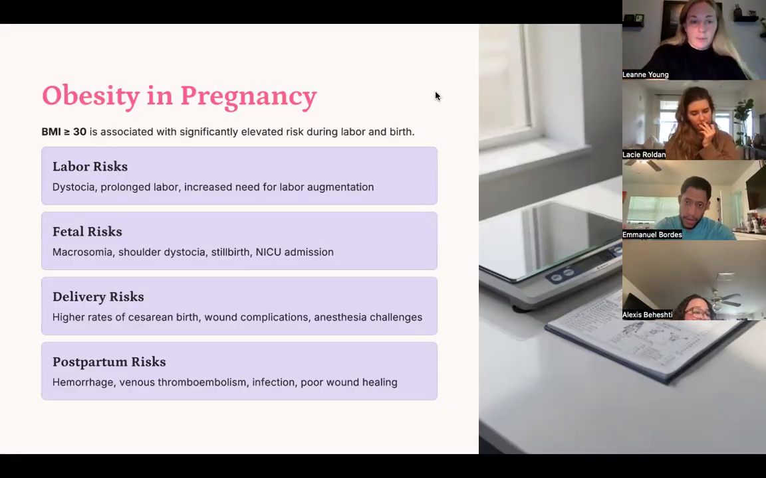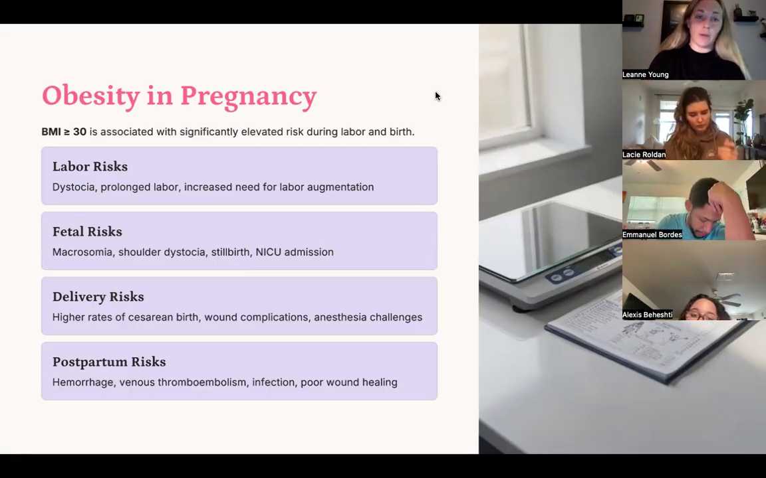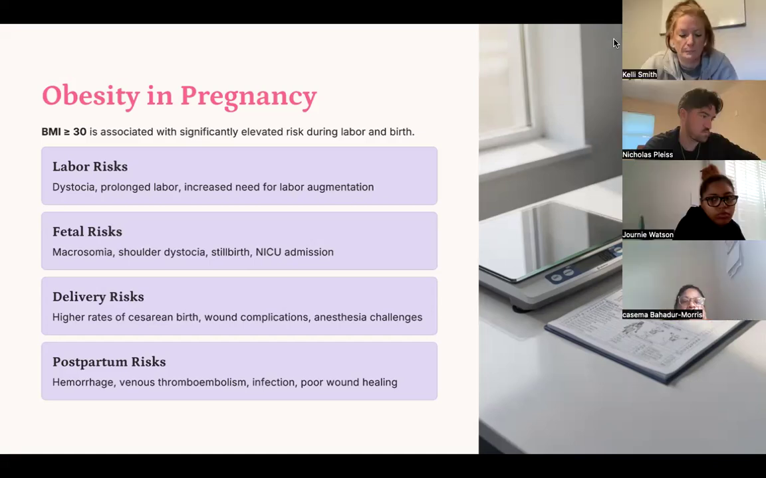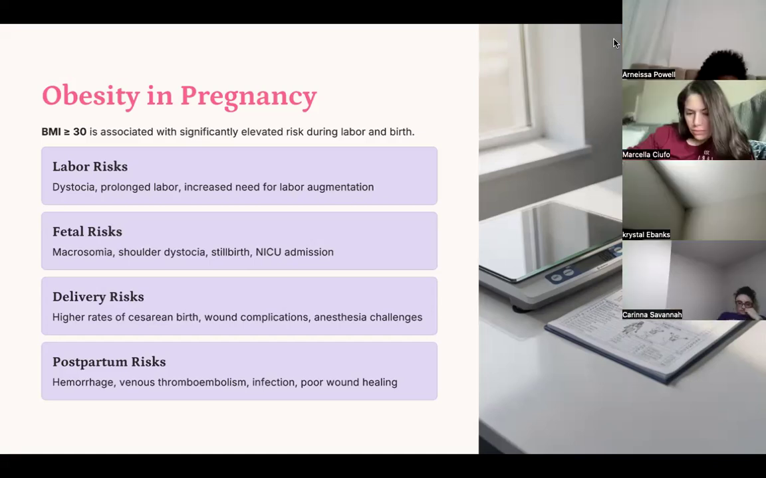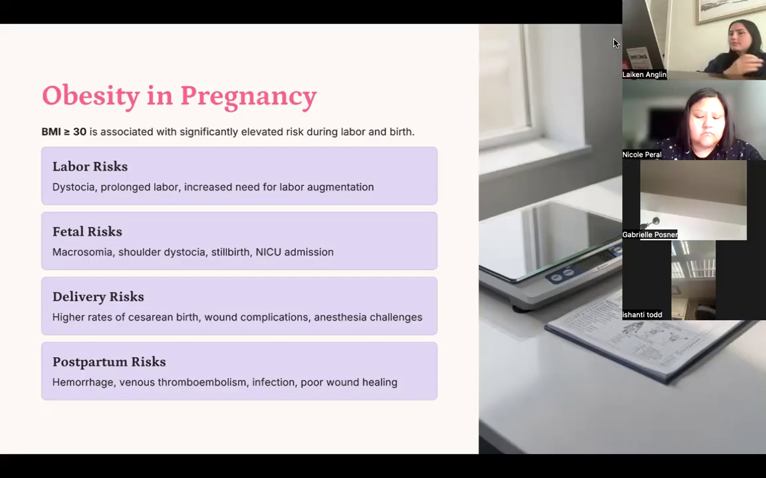From a postpartum standpoint, these patients are at risk for hemorrhage because of uterine abnormality. They're not contracting effectively on their own, which increases their risk of bleeding. They also are at high risk for venous thromboembolism, so VTEs, infections, and poor wound healing. We need to keep all of this in mind and educate our patients very thoroughly when they come in to have their baby and following.